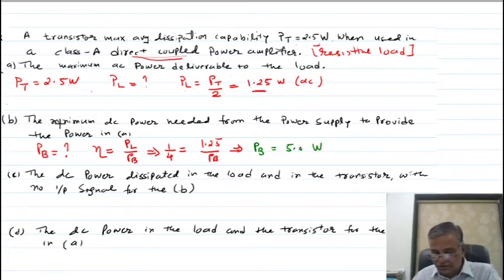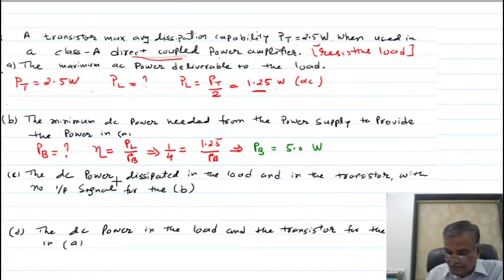See again the question. The minimum DC power needed from the power supply to provide the power in A. Here in A, how much AC power do you require? 1.25. How much DC power do you need? You know the equation: efficiency is nothing but PL by PB. What is the efficiency of a direct coupled amplifier? 25%. 25% means 1 by 4. So I have written 1 by 4, and you can get your answer.